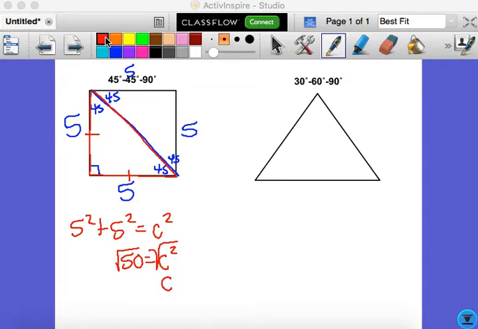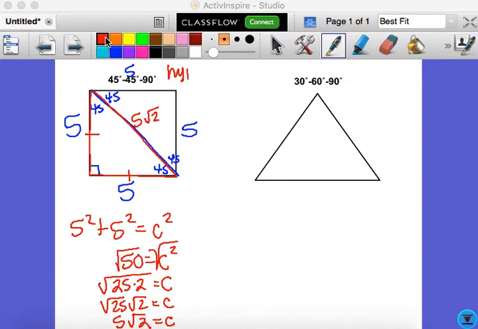So when I do that, the square root of 50, I'm going to rewrite that as 25 times 2. I'm going to break that into two square roots. And I know the square root of 25 is 5, so I end up with 5 square roots of 2. And what that shows me is that whatever the legs are end up being the number in front of the square root of 2 for the hypotenuse. So then I can turn that into the formula. The hypotenuse will always equal whatever the leg is times the square root of 2. And that's just kind of a nice reminder of where that's coming from.